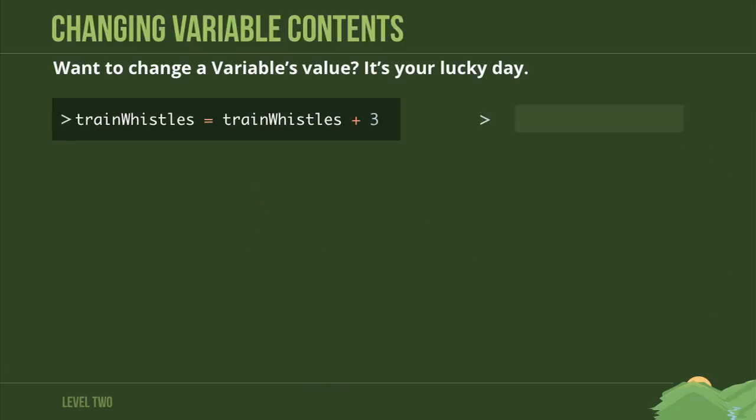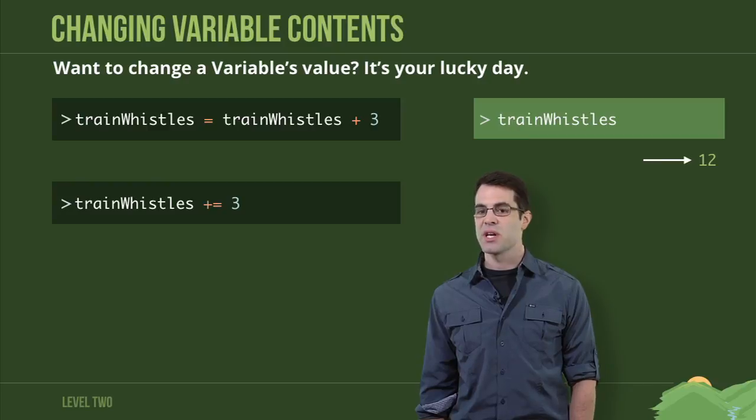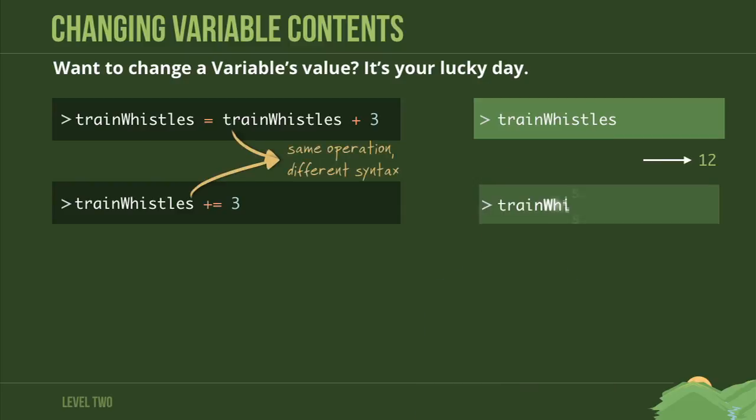Another way to say that exact same expression is with the plus equals operator. That signals to the console to take the trainWhistles variable and add 3 to it and store it back inside the trainWhistles variable. Now we have 15 total train whistles.